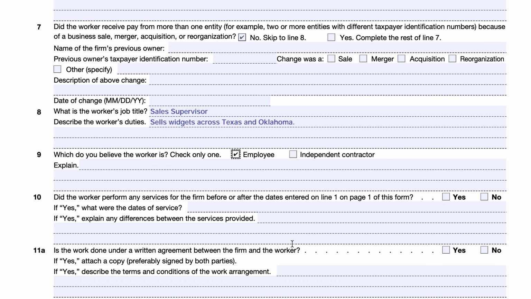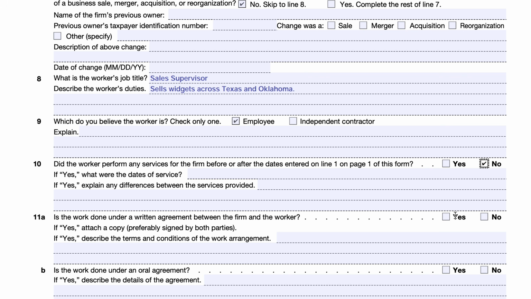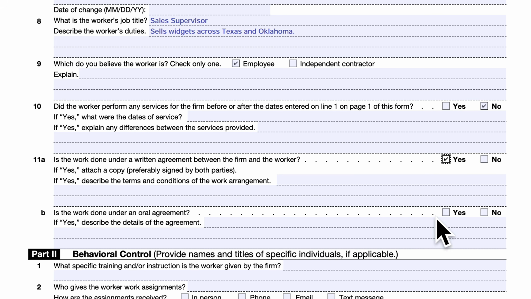In line 10, you'll explain, did the worker perform any services before or after the dates entered? I'm going to check no, but if yes, you would enter the dates of service and then you would discuss what the differences were. Is the work done under an agreement? Yes, we'll attach a copy of that agreement. Hopefully it's one that was signed by both parties. If the work was done under an oral agreement, you would hit yes here, and then you would describe the details as you understand them.